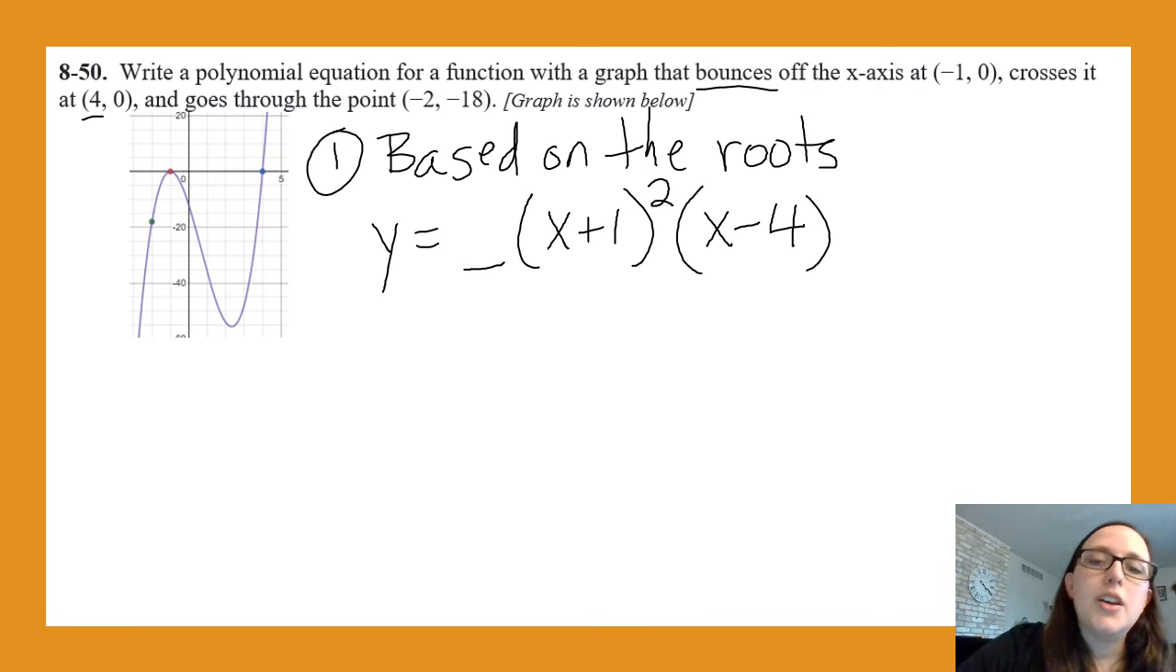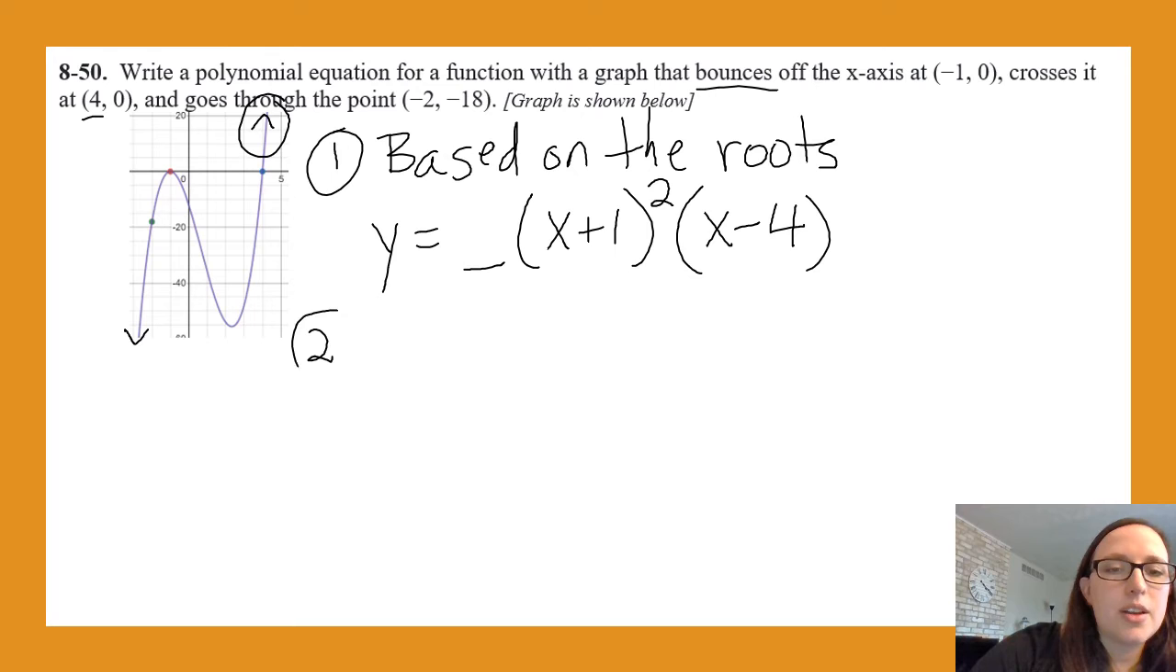All right, and that's good because that's a degree of 3, and this graph shows us that we have 2 different end behaviors, which goes with odd functions, and it is going towards the positive, so our number in front should be positive once we find that, and that's our second step.